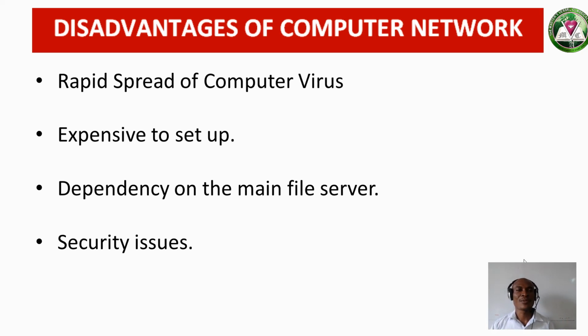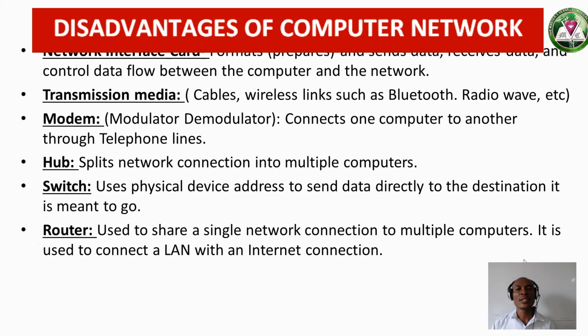The next is security issues. What I mean by security issues here is that in a computer network, you know that these people we call hackers or some other unauthorized users try so many things to gain access into people's private files. So if computer systems are in a network, once a hacker gains access into one system, then accessing other computers there will be very, very simple. So it's a very big challenge.